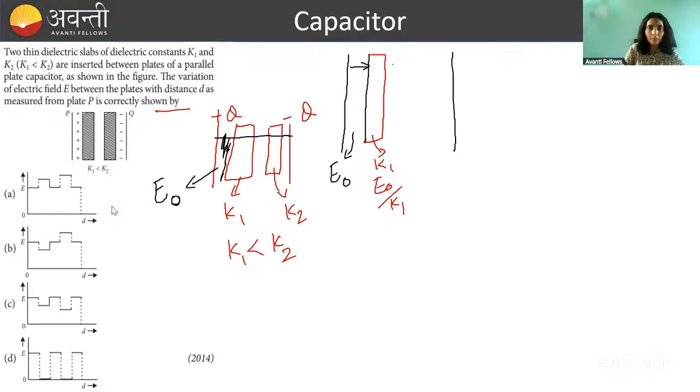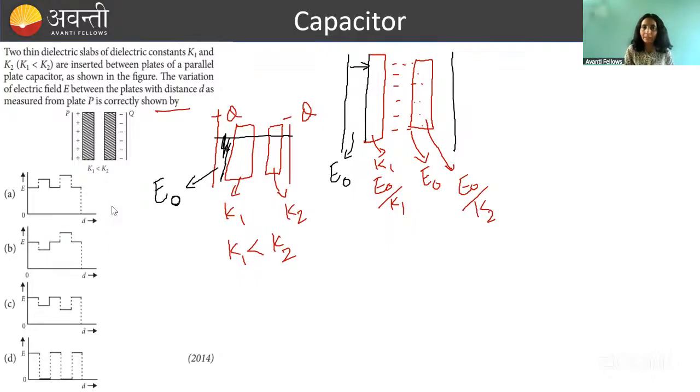Again, there is some empty space, no dielectric in this region. Vacuum is there, let's say. So again, in this region, electric field will be how much? E naught. Again, there is a dielectric here. So in this region, electric field will be E naught by K2. And remember, K1 is less than K2. So between E naught by K1 and E naught by K2, which will be bigger? K1 is less than K2, so E naught by K1 will be greater than E naught by K2. And again in this space, electric field will be E naught.